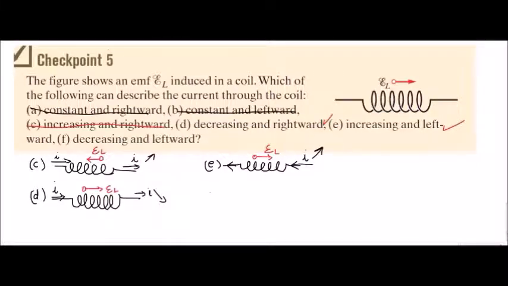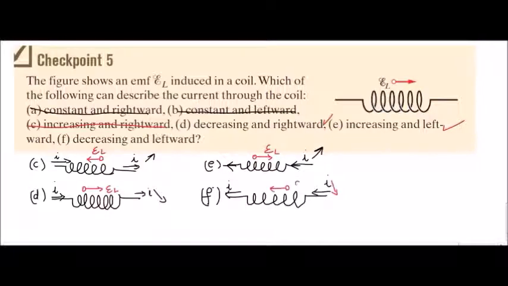Let's see now F. We have the inductor. The current is toward the left. Fine. And the current is decreasing. We have a decreasing current toward the left. The EMF should fight this decrease, so it should increase the current. How? By being in this direction. So this is not this situation, so we should rule it out. That's the solution of this checkpoint.